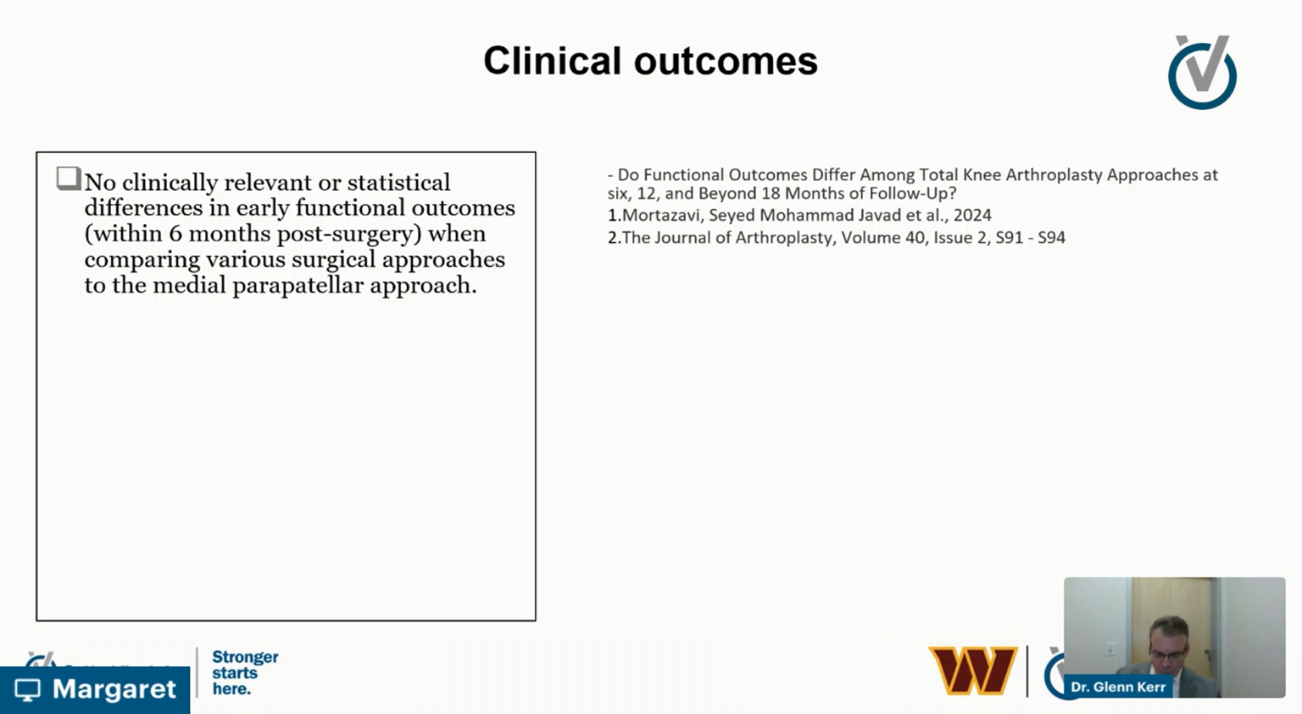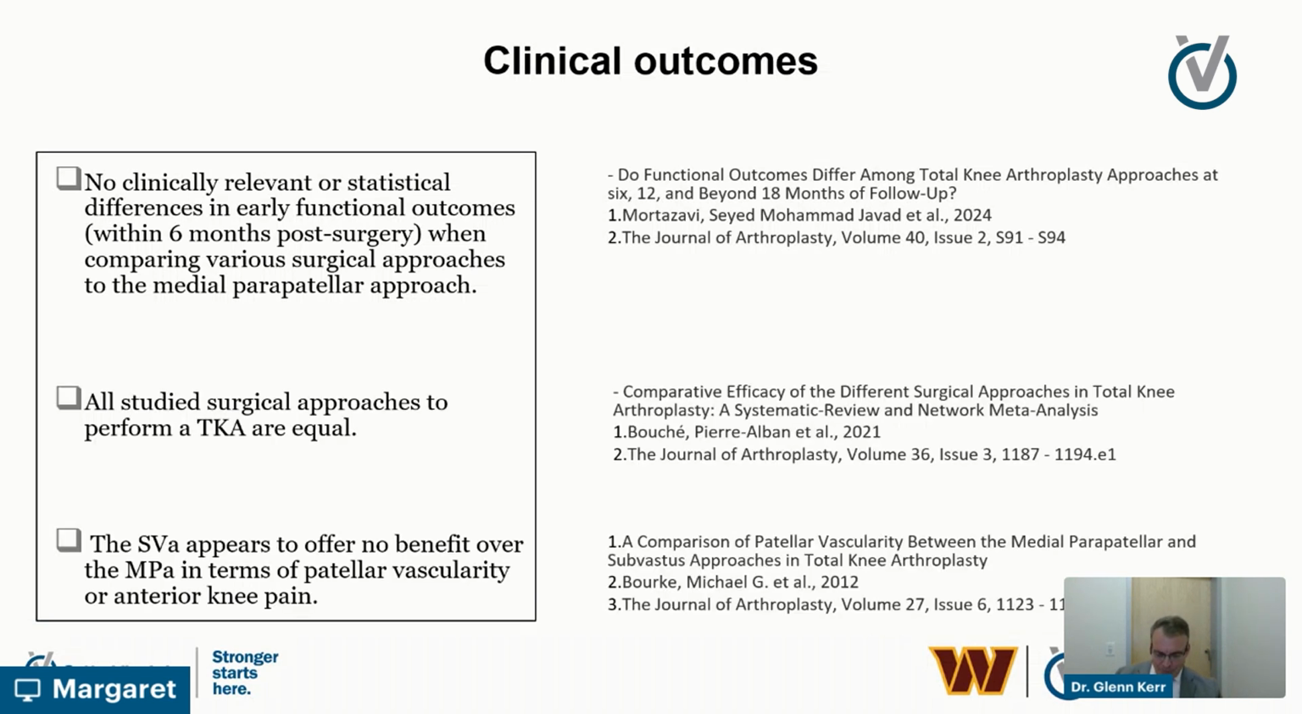The next one was done in 2021. This was done by Bucci, and this was a meta-analysis to look at a number of different studies. And what they did is combine over 60 studies to increase the numbers of patients that we're looking at. I think they had just over 5,000 patients to look at these different approaches and which one allowed for better mobilization. And they found all studied surgical approaches for knee replacement were equal. So they didn't find a difference in one approach versus the other.